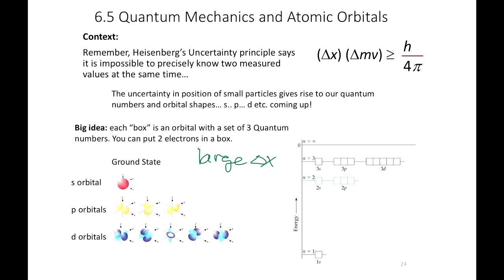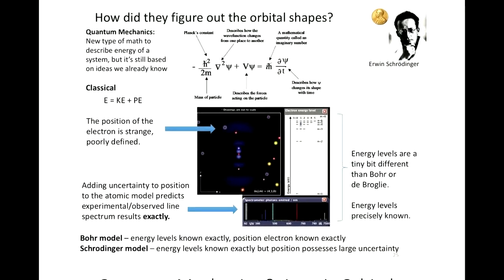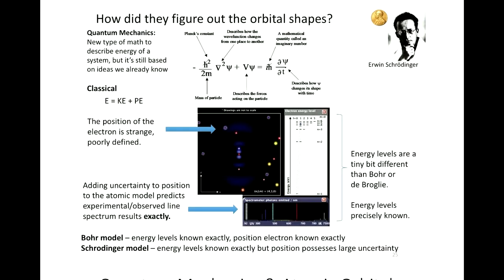And then finally, at the end of this chapter, we'll start filling electrons in these orbitals once we learn what they mean. All right, so how did they figure out the orbital shapes like s, p, and d? Well, Erwin Schrödinger, together with the ideas from Heisenberg and de Broglie, basically used the idea that electrons are waves and formed a new type of math. Quantum mechanics treated electrons as a wave and made a wave function to describe an electron.